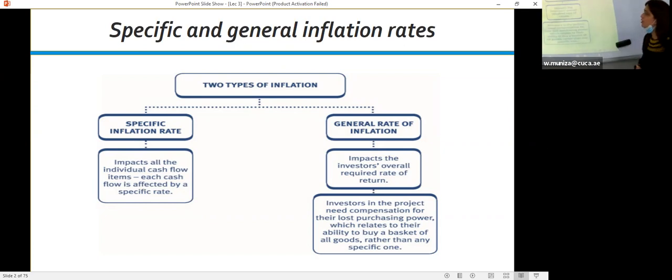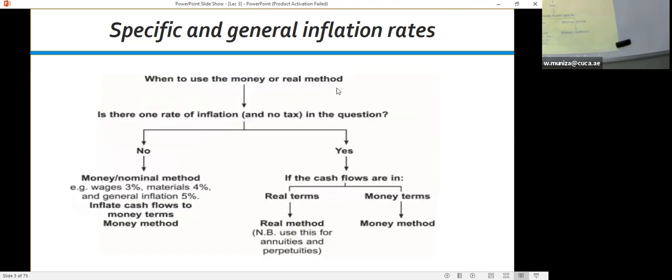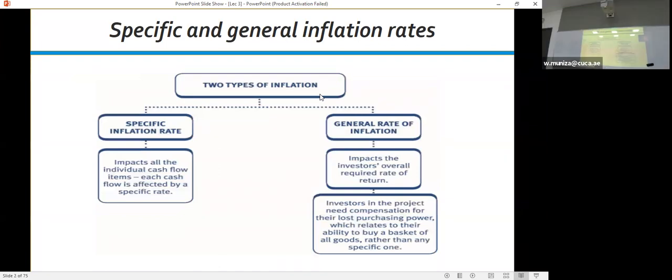It impacts the investors' overall required rate of return. Investors in the project need compensation for their lost purchasing power, which relates to their ability to buy a basket of all goods rather than any specific one. So you must keep in mind that the general rate of inflation affects all the items generally, whereas the specific inflation rate is going to affect the products and services individually.